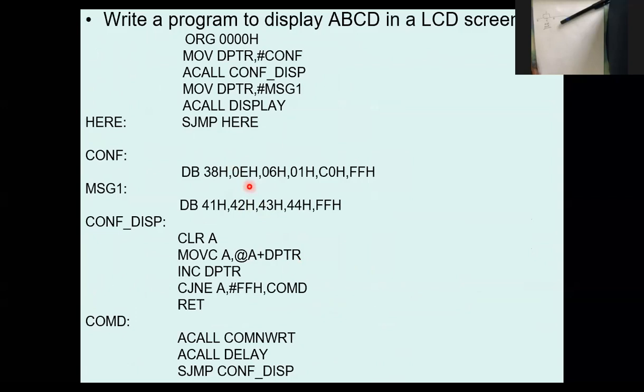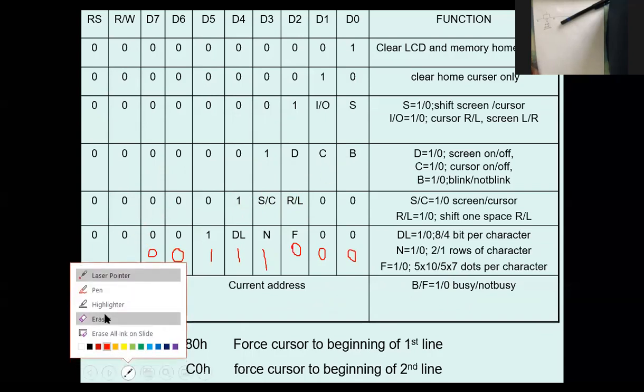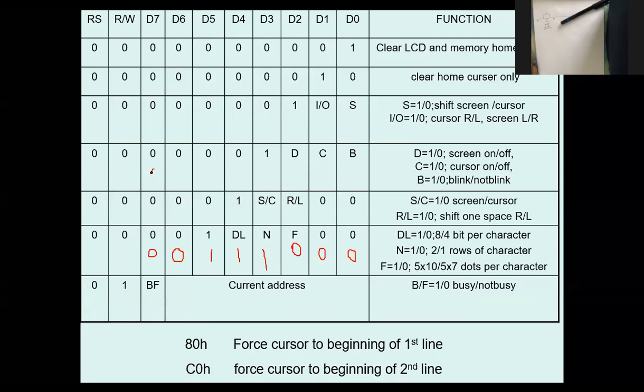Next, 0E, just see the 0E. 0E means 0000 1110. E means 1110. You should check up to this bit, so you will enter into this line. D1 means screen on, C1 means cursor on, B0 means cursor will not blink. So in this way you can give any kind of value.